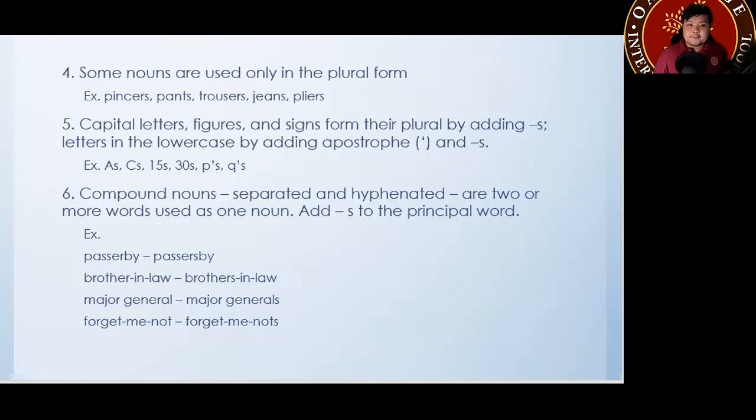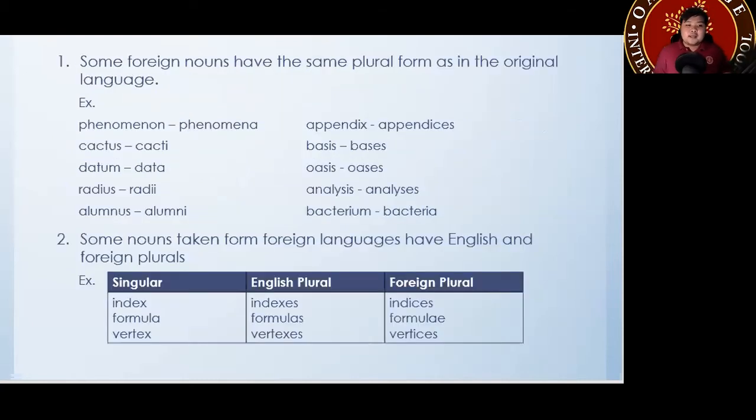Now, some foreign nouns have the same plural form as the original language. So for example, phenomenon becomes phenomena. Cactus is cacti. Datum is data. Radius is radii. Alumnus is alumni. Appendix is appendices. Basis is bases. Oasis is oases. Analysis is analyses. And bacterium is the singular form, and the plural is bacteria.